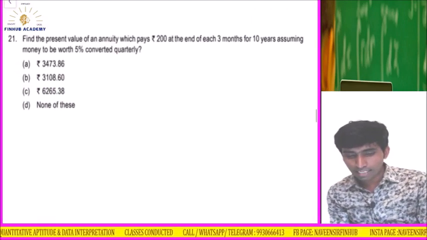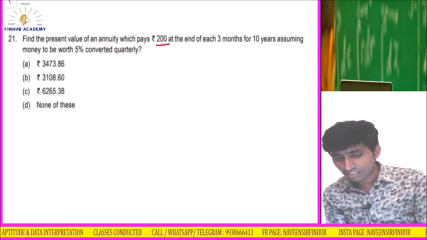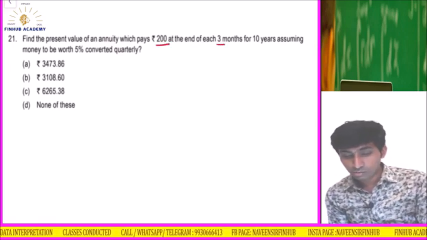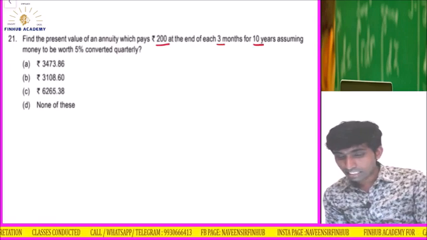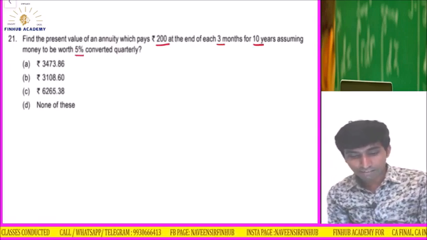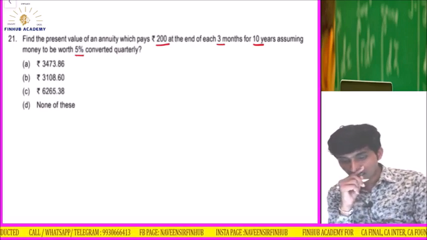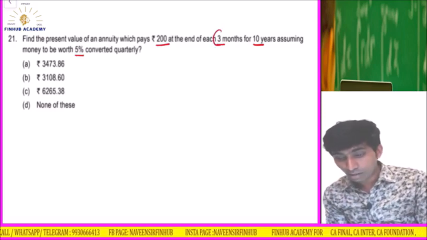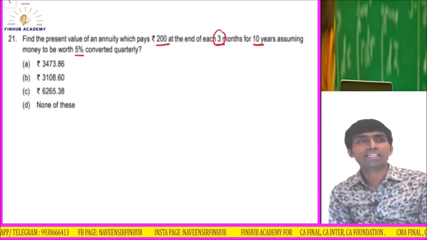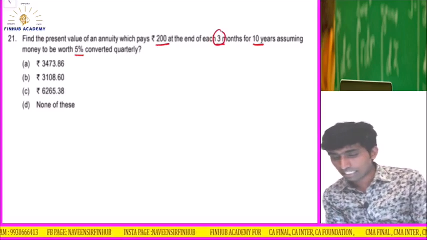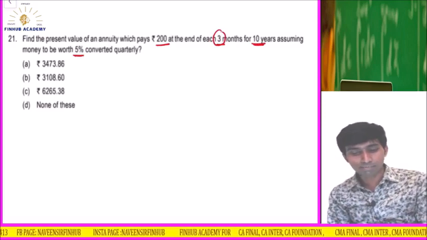Find the present value of an annuity which pays 200 at the end of each 3 months for 10 years, assuming money to be worth 5% converted quarterly. At the end of each 3 months means quarterly payments are there. What is there? Quarterly payments, for 10 years, assuming the money to be 5% converted quarterly.